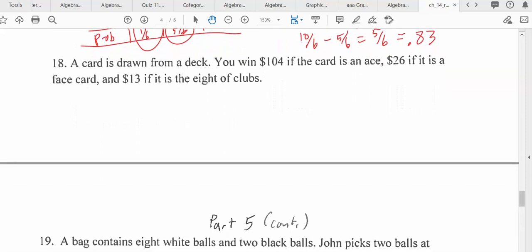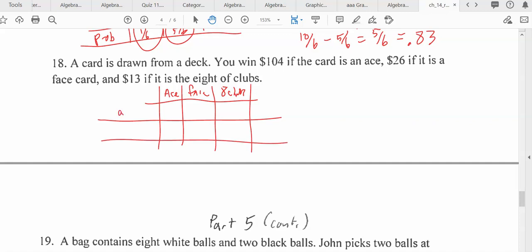It's pretty cool. A card is drawn from a deck. You win $104 if the card is an ace, $26 if it's a face card, and $13 if it's the 8 of clubs. So there's no downside in this game. This is a great game, right? There are 3 options. You could get an ace, you could get a face card, and you could get an 8 of clubs. Those are the outcomes we want.